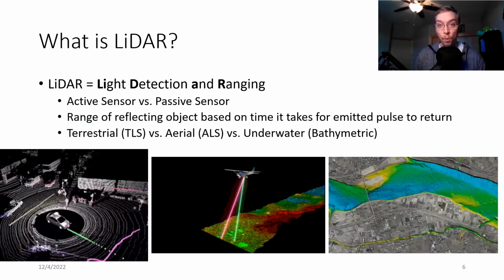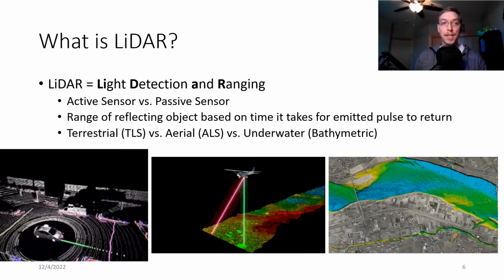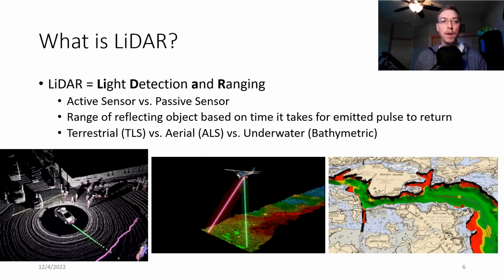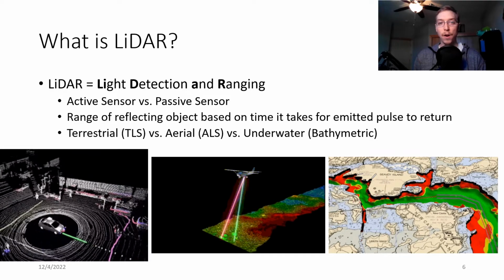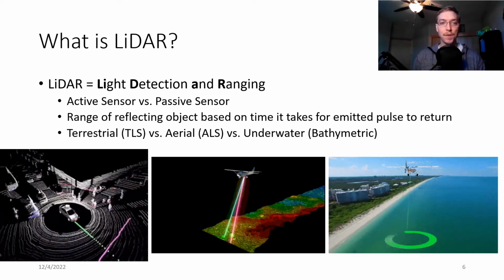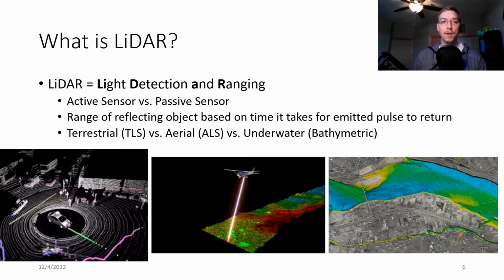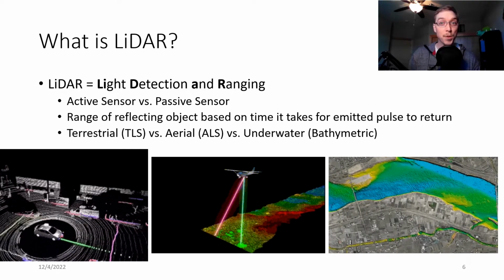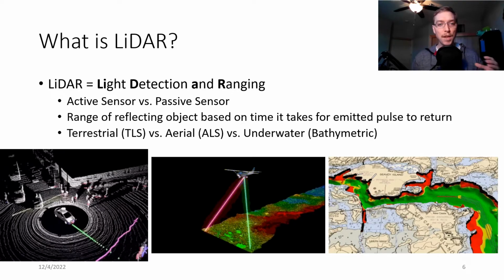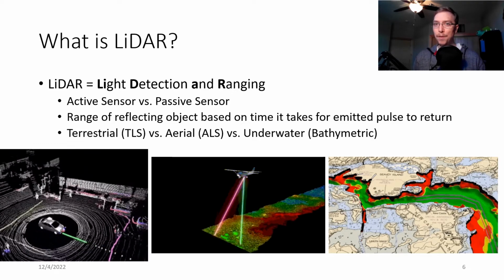There are many different forms. There's terrestrial, or TLS, terrestrial laser system. There's aerial LiDAR, or aerial laser systems, ALS. You can see that in the middle there. And then there's underwater, or bathymetric. So each of those is a little bit of a different setup.